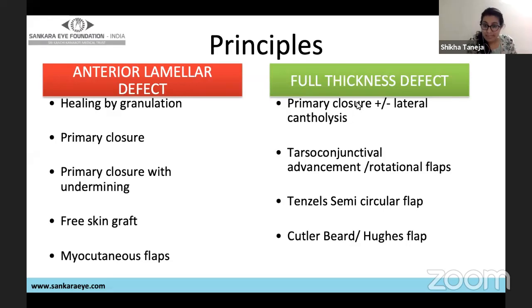Whereas if the lesion is bigger, we can go ahead with primary closure, or we can use undermining, and we can use flaps and grafts. In case of a full thickness defect, again, there's a vast set of flaps and grafts which we'll be discussing further.